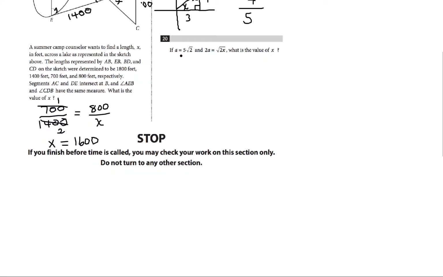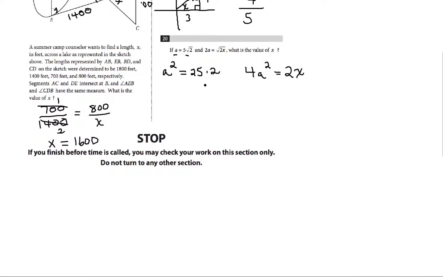If you know anything about radicals, you can get rid of a radical by squaring it. Whatever you do to one side of the equation, you have to do the other. So I'm going to take this first one, and actually do it to both of them. I'm going to square both sides, so I get a squared. If I square the 5, I'm going to get 25. And if I square the square root of 2, I get 2. When you square a square root, you no longer have the radical. I'm going to do the same thing to this other equation. So I'm going to get 4a squared equals 2x.